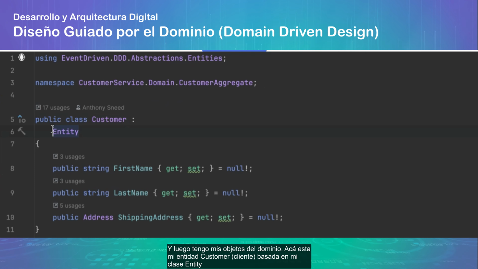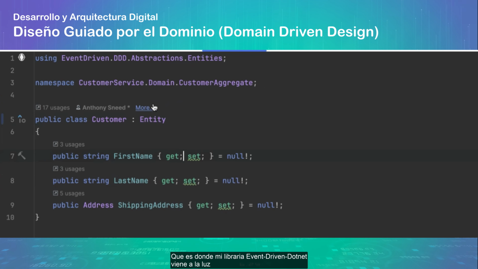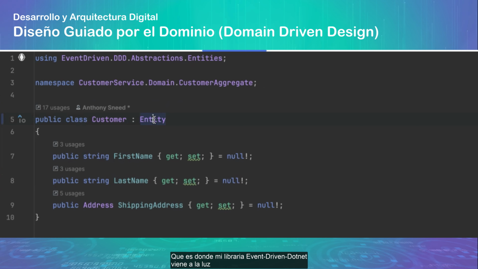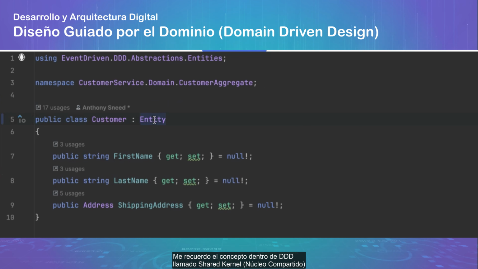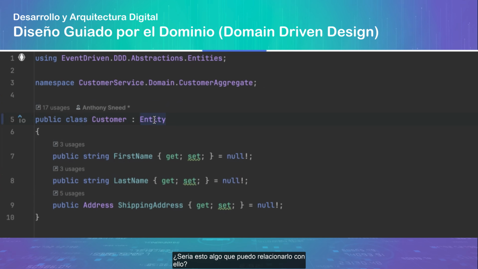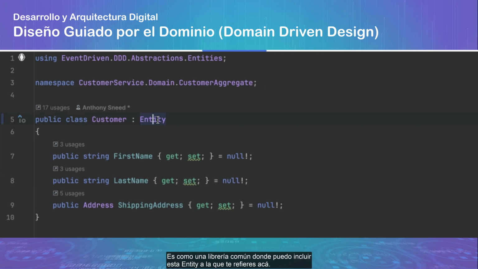Notice that it inherits from a base class called entity, and that's where the event-driven.net library comes in. Notice that it lives in event-driven.ddd.abstractions.entities, right? And that reminds me of the concept of DDD, that shared kernel. So would that be something I can relate to, having that common library, where things like entity that you're inheriting over here come from? Yeah, exactly.